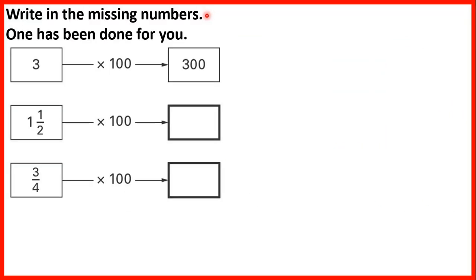Write in the missing numbers. 1 has been done for you. So 3 times 100 is 300. What is 1 1/2 times 100? Well, there are different ways that we can do this. We can either partition, and 1 times 100 is 100, half times 100 is 50, so putting that together gives us 150.